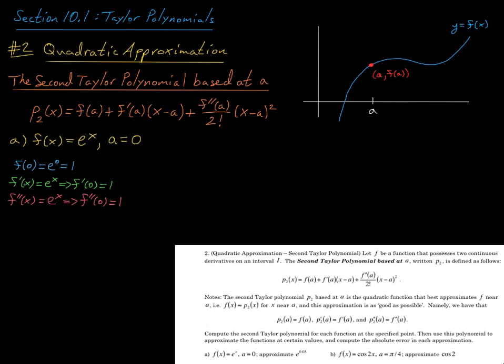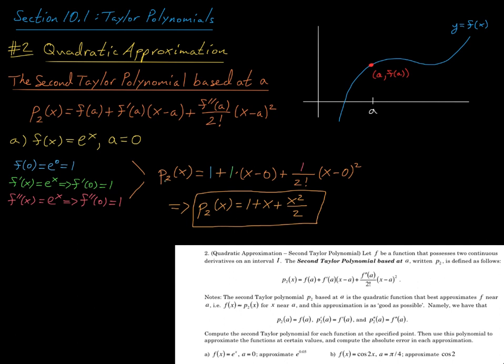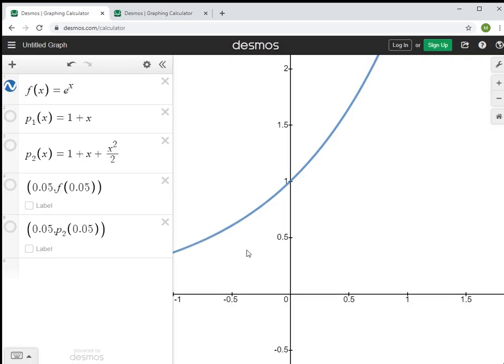Since the derivative of e to the x is just itself, we have that the second derivative of e to the x is also itself. And so all of these values, in fact, come out to be 1. And so putting those together in the definition, we get that p2 of x is 1 plus x plus x squared over 2. I'm going to go to a graph here to show you what this looks like.